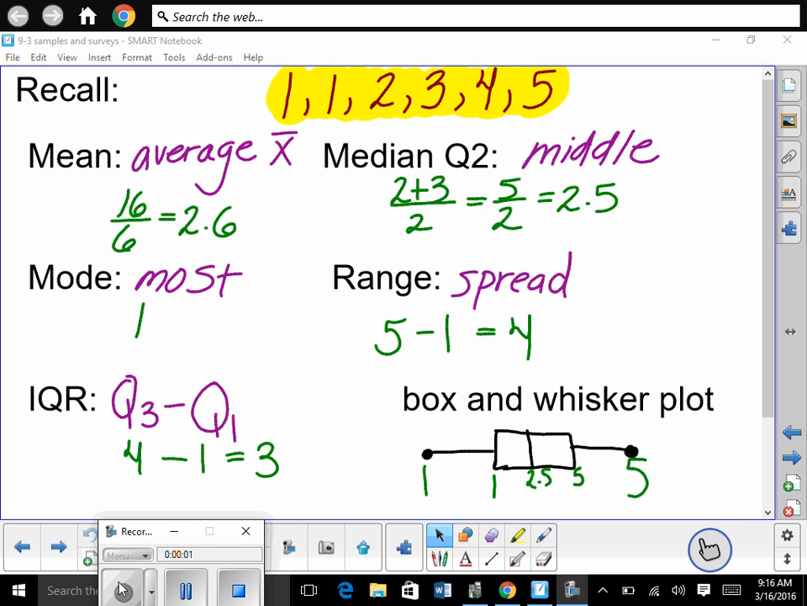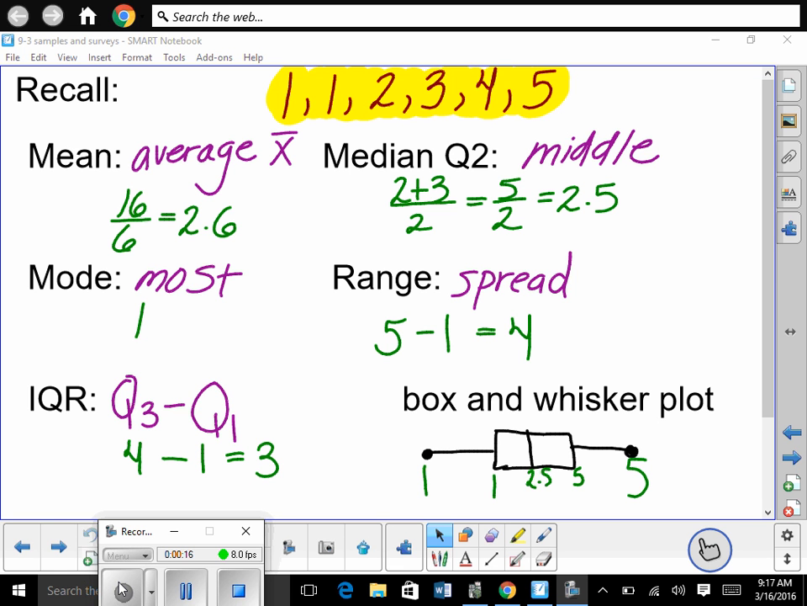How to find the mean. So, measures of central tendency. Remember, that just means analyzing the center of the data, and there are different ways of doing that. Mean means average. You could also call it X bar. That's just the notation. So mean means average.